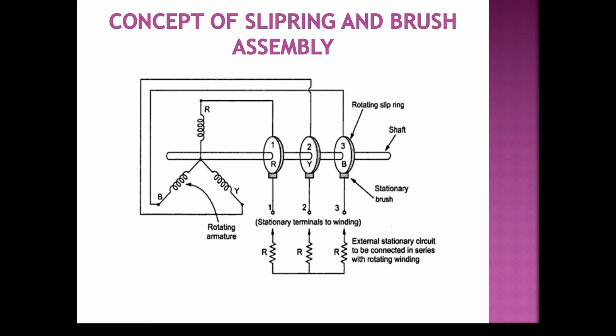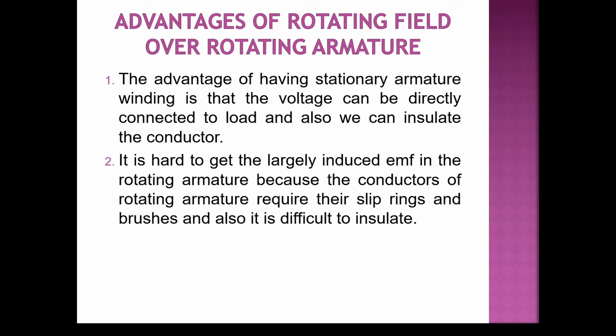Now there is a difference between the DC generator and AC generator. Whereas in a DC generator the armature was rotating and the field was stationary, in an AC generator it is opposite. Now the field is rotating and the armature is stationary. Okay, this you have to remember.